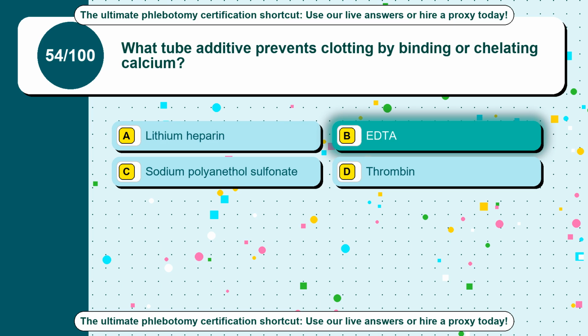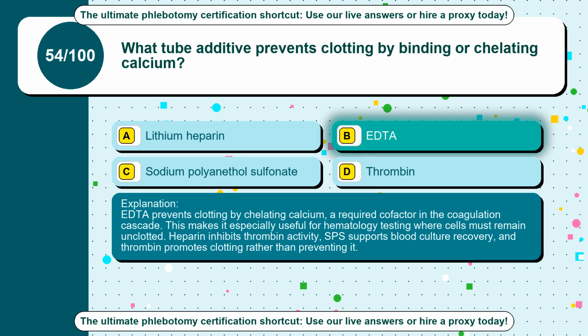EDTA. EDTA prevents clotting by chelating calcium, a required cofactor in the coagulation cascade. This makes it especially useful for hematology testing where cells must remain unclotted. Heparin inhibits thrombin activity, SPS supports blood culture recovery, and thrombin promotes clotting rather than preventing it.